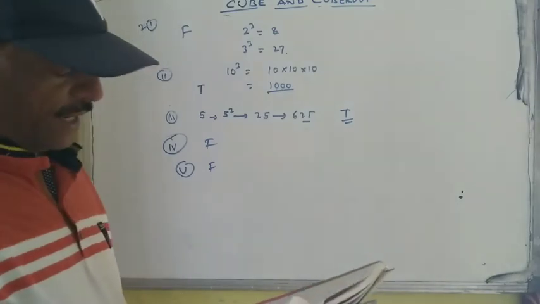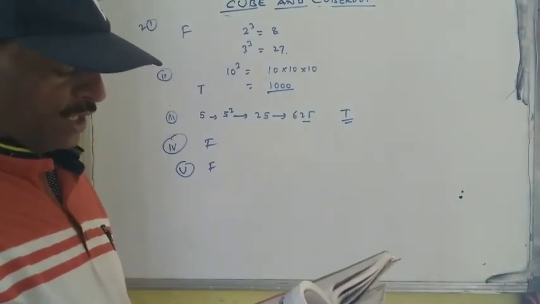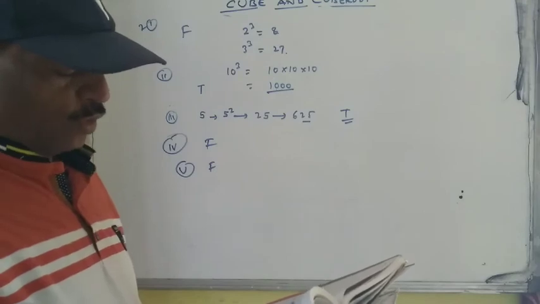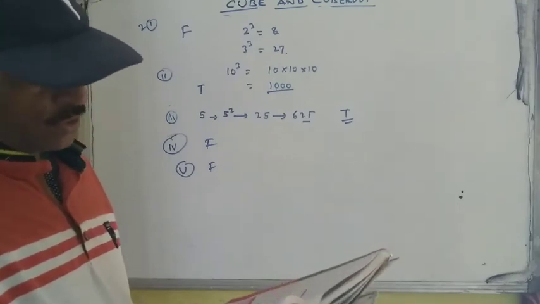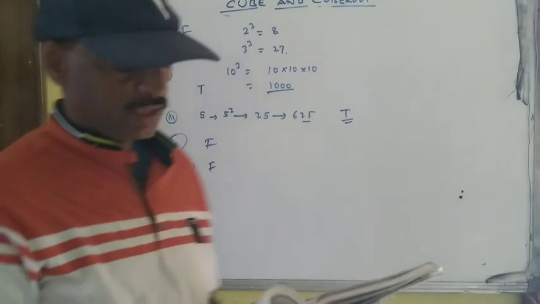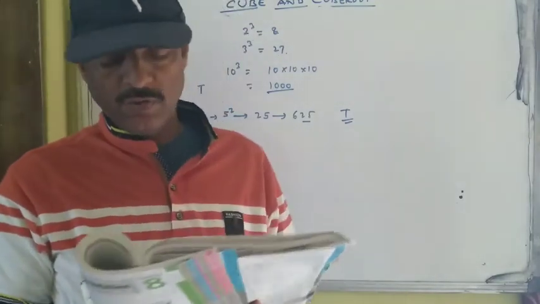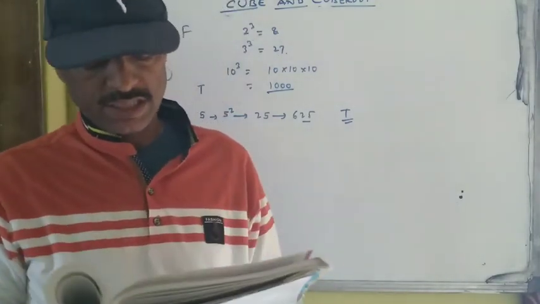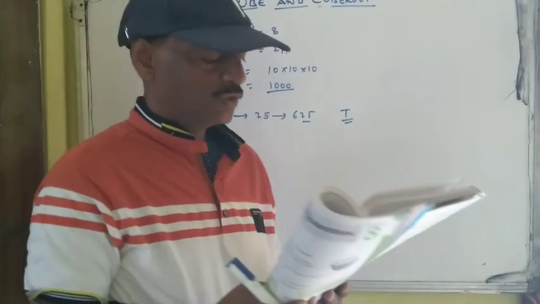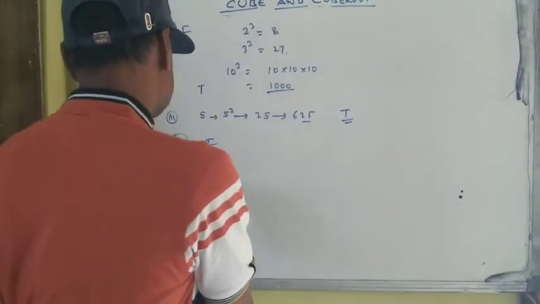Now the 6: the cube of a 2-digit number may have 7 or more digits. It is also false. By doing this multiplication, we will not get 7 digits or more than 7. So it is also false.